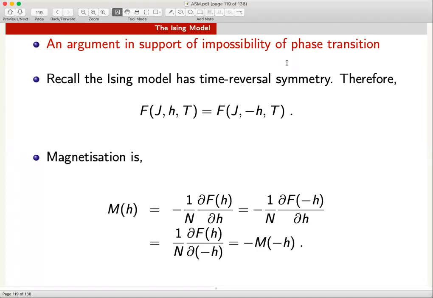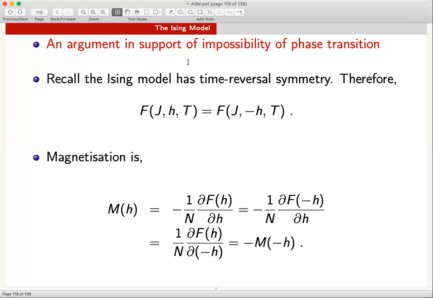Okay, so in the last class we were discussing whether a phase transition is possible at all, and we had given an argument in support of the phase transition, which was based on comparison between the entropy versus the internal energy in the free energy expression. Whenever entropy dominates, you are in one phase, and whenever internal energy dominates, you are in the other phase. And that was some kind of a heuristic argument supporting the phase transition in a system.